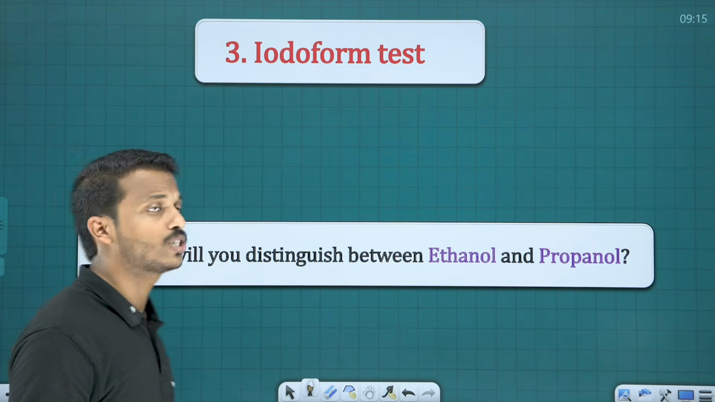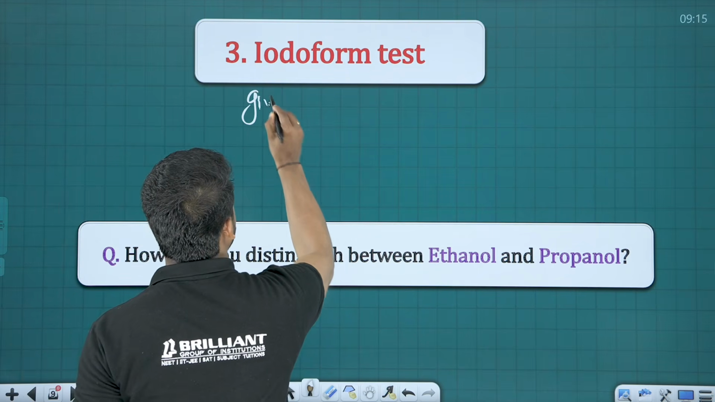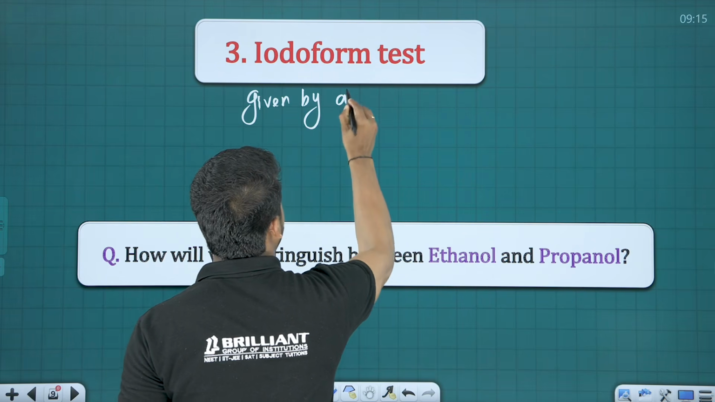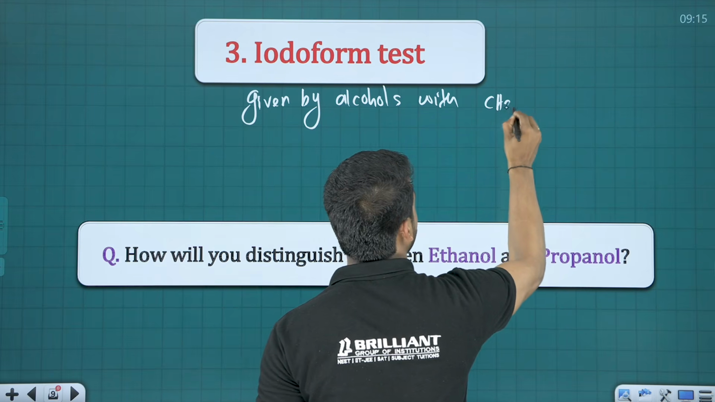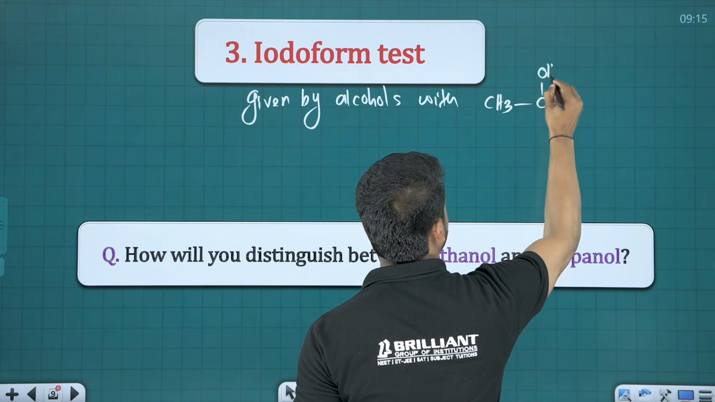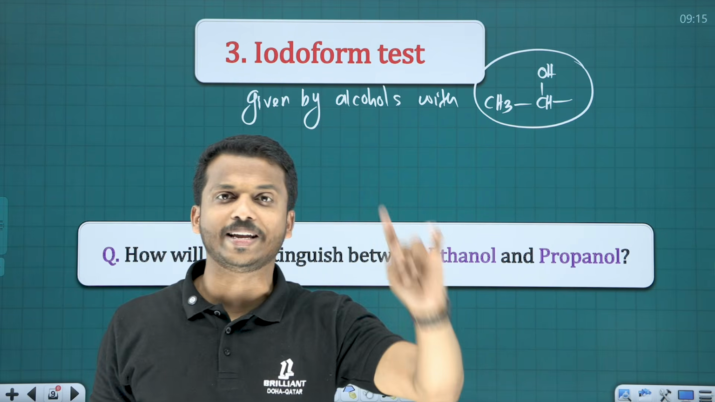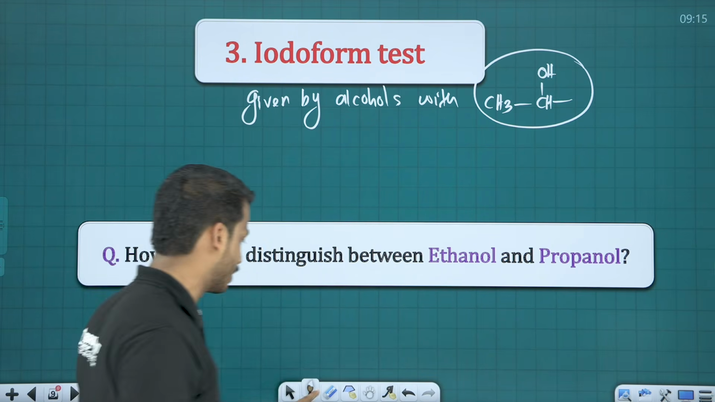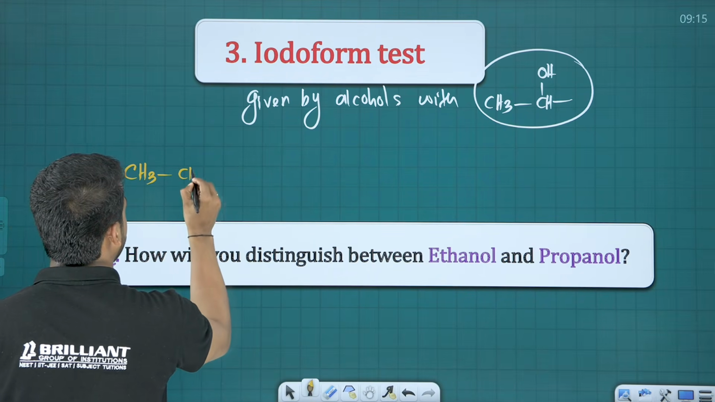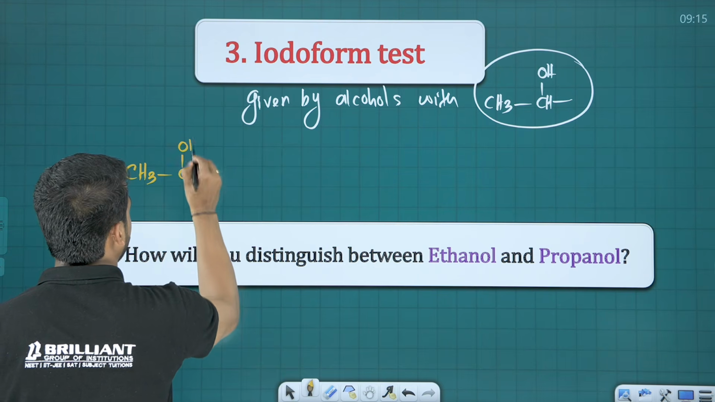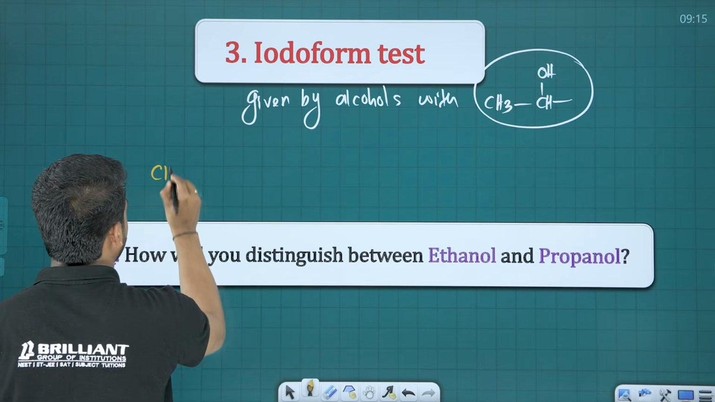Now we have another test called the iodoform test. Dear, the iodoform test is given by alcohols with a specific group, that is CH3CHOH. If the alcohol contains this particular group CH3CHOH, it gives the iodoform test. Let me show you what the test is. For example, let me take ethanol. What is ethanol?